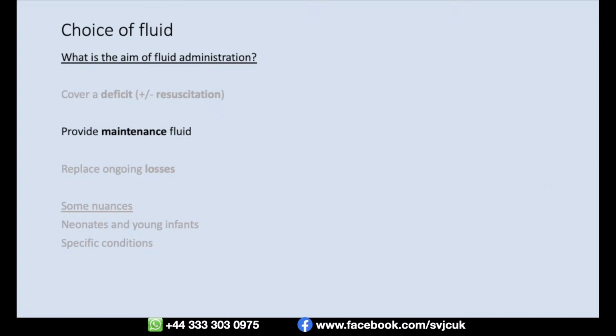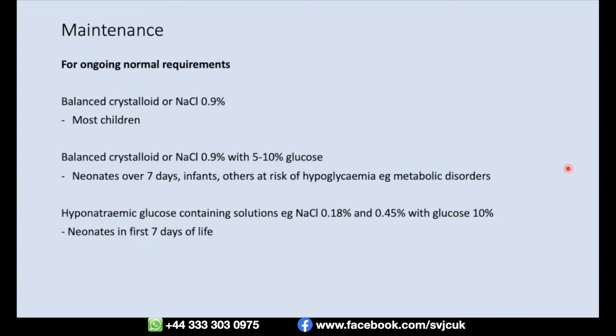Moving on to maintenance fluids. So maintenance fluids are for ongoing normal physiological requirements. For the vast majority of children, normal saline or preferably a balanced crystalloid is absolutely fine for this. We need to think about adding glucose, 5 or 10% in neonates and infants. If you're asking a baby to go without a feed for longer than their normal period between feeds, then really we need to be giving them glucose, and particularly if they are under general anaesthesia and we don't have those normal clinical signs of hypoglycemia.